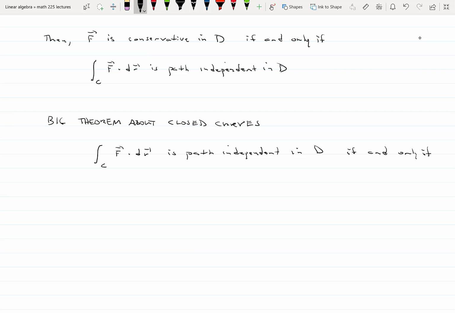Now, imagine that you have an integral that's path independent. That means the integral along the curve is only going to depend on the starting point and the ending point.